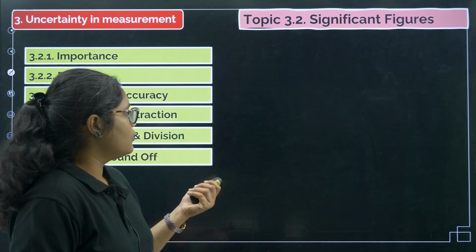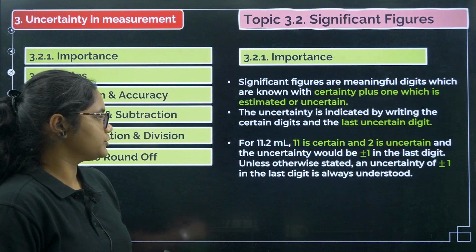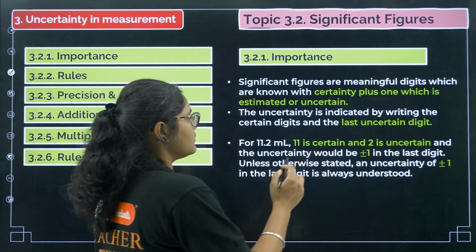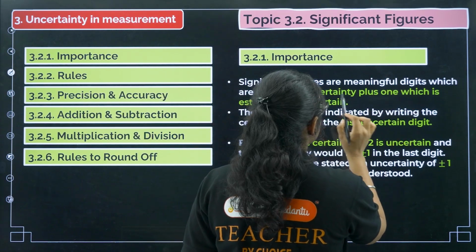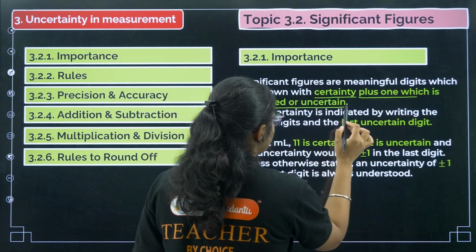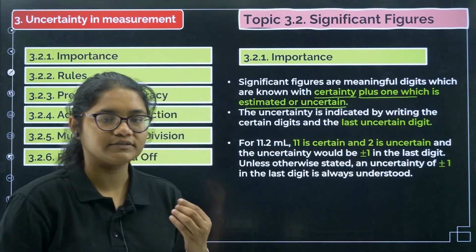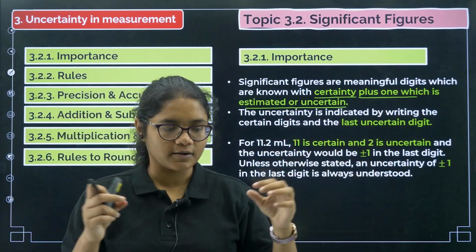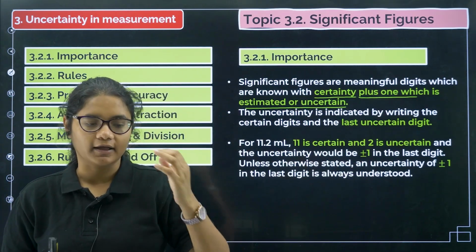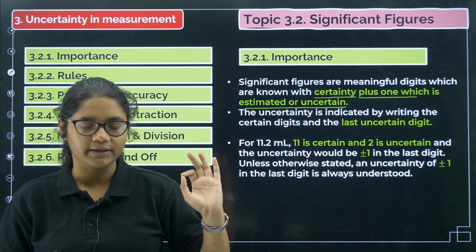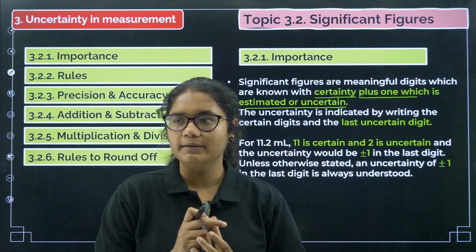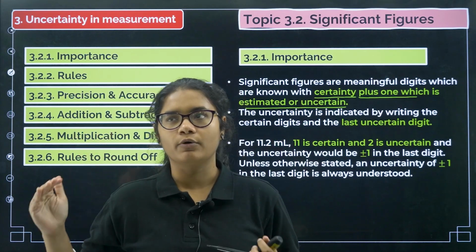So first of all, we will talk about the importance. What is the meaning of significant numbers? Significant numbers are meaningful digits which are known with certainty plus one which is estimated or uncertain. Suppose you do certain measurements, for example there is a stick and you are measuring it. You cannot get accurate results in every case.